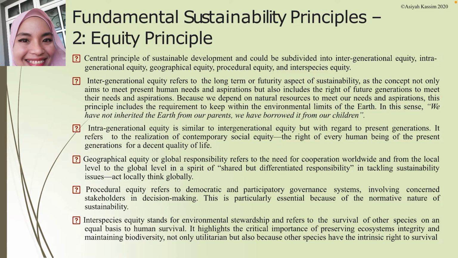So it highlights the critical importance of preserving ecosystem integrity and maintaining biodiversity, not only for utilitarian reasons but also because other species have the right to survive. So itu kita kata dengan equity principle. Bila kita kata pasal equity ni, in the context of sustainability itself, equity is related to fairness. Fairness in maintaining your basic needs to have a good quality of life. Itulah kita kata dengan equity principle.